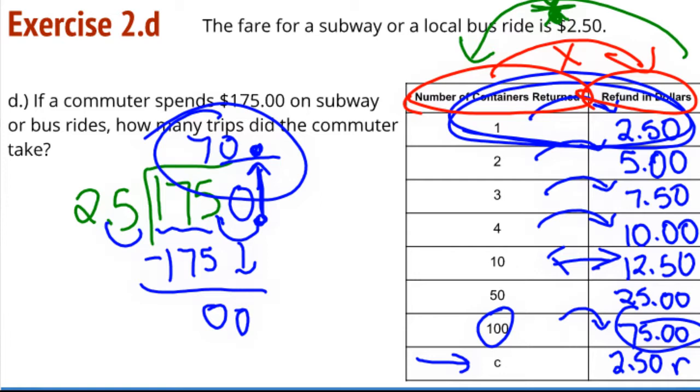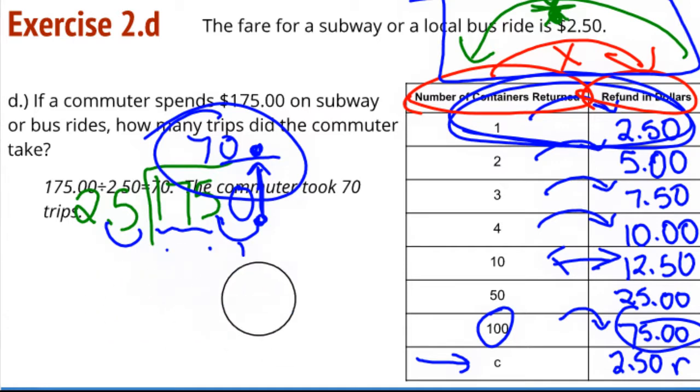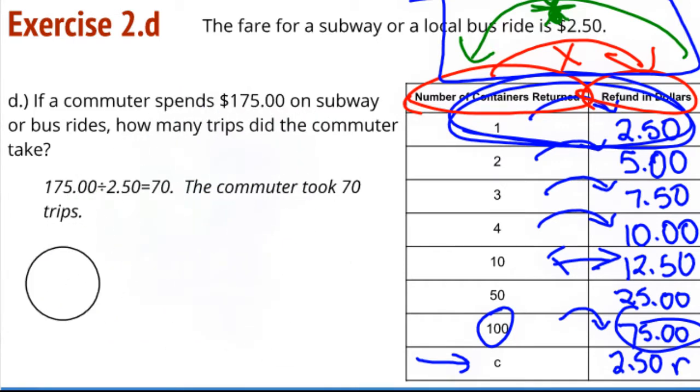Notice that I used the pattern within the table to help me answer that question. And buried underneath my beautiful scrawl, yes, that's sarcasm, 175 divided by 250 is 70. The commuter took 70 trips.